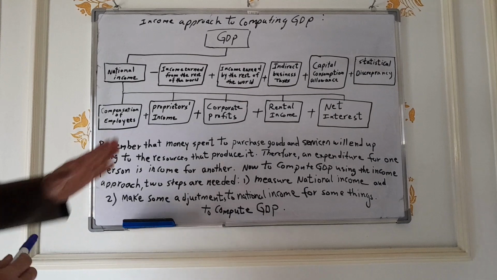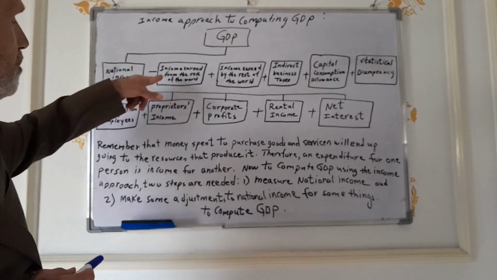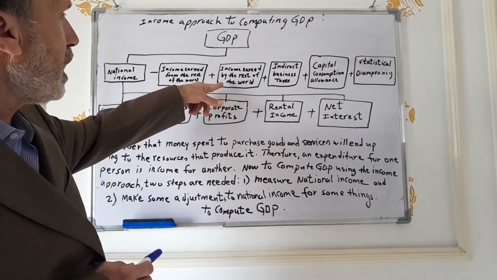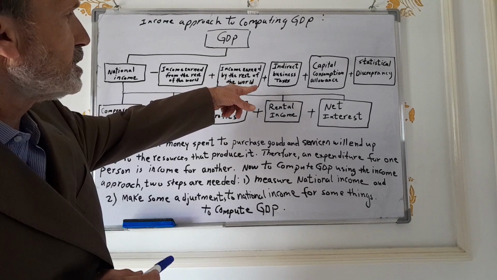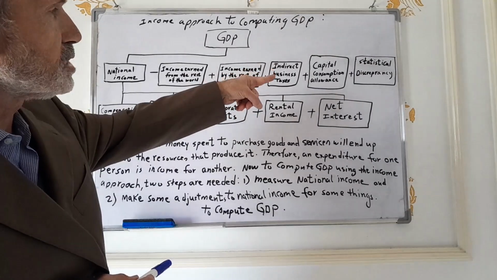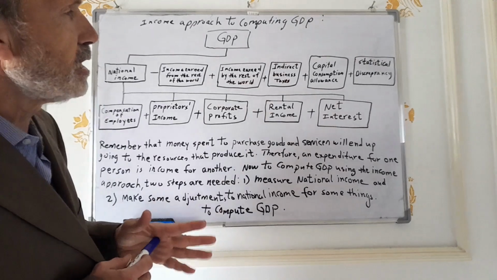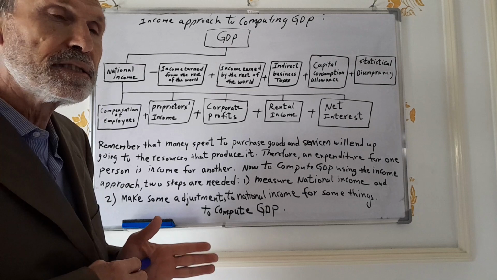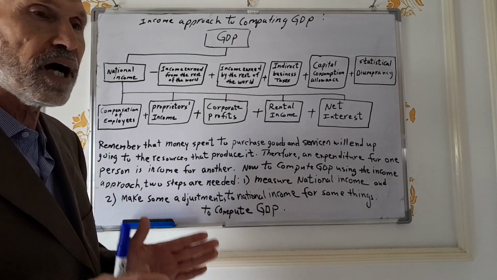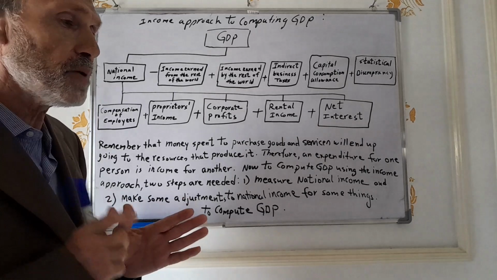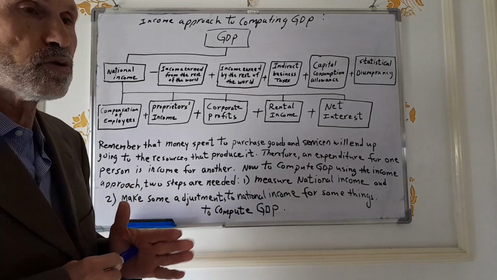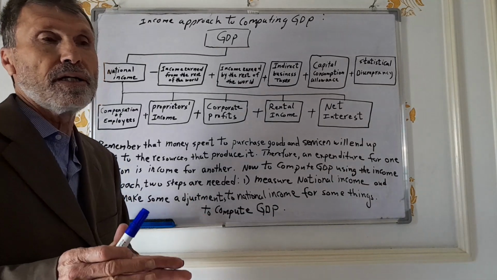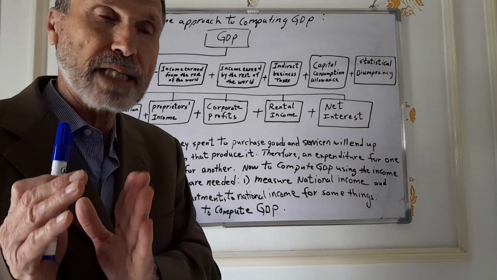These adjustments include that we have to subtract from national income earned from the rest of the world, plus income earned by the rest of the world, plus indirect business taxes, plus capital consumption allowance, plus statistical discrepancy. So once these adjustments are made to national income, then eventually we will have a value of GDP using the income approach.